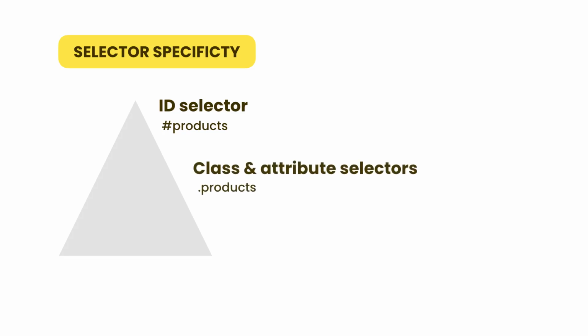At the top of this triangle, we have the ID selector, because as you know, we cannot have two elements with the same ID. So the ID selector is very specific. It can only target a single element. Below the ID selector, we have class and attribute selectors. These selectors are less specific because we can have multiple elements with the same class or attributes. At the next level, we have the element selector because we can have many elements of a given type.